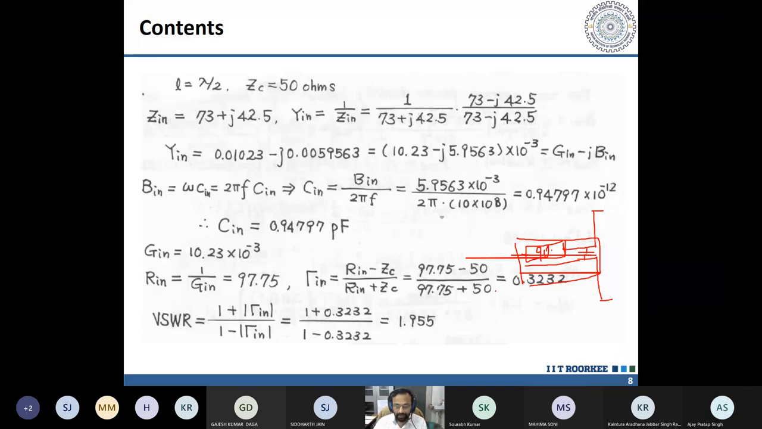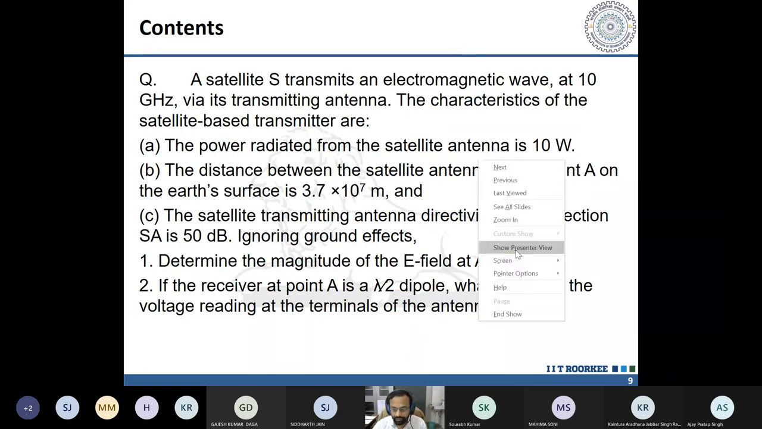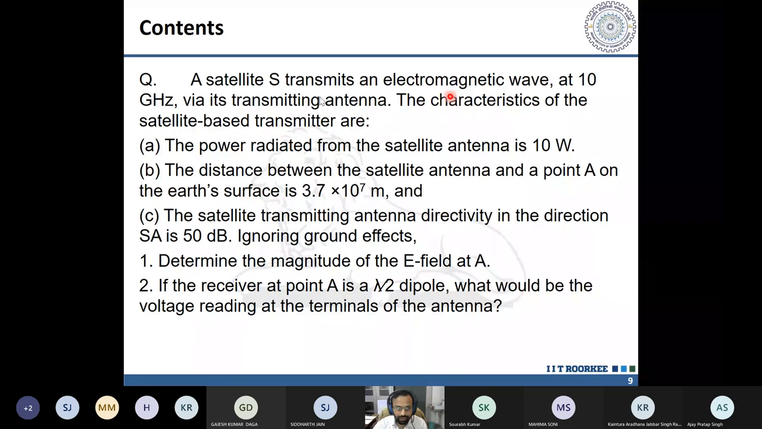Okay, so let us take another problem. Probably this is the last problem. A satellite Earth station transmits an electromagnetic wave at 10 gigahertz. So the wavelength is given. The characteristics of the satellite-based transmitter are given as follows. The power radiated from the satellite is 10 watts, the frequency is given, the power is given, and the distance from the satellite to the Earth station is given in meters.